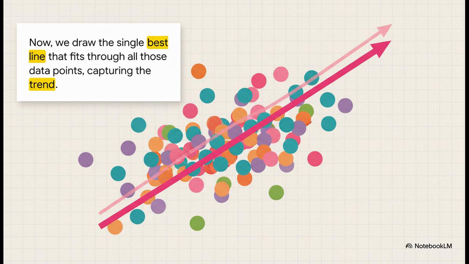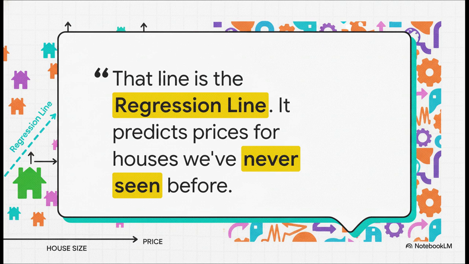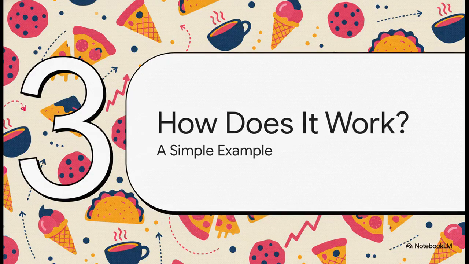So what's regression's job in all this? Its job is to find and draw the single best straight line that fits right through that cloud of dots, capturing the core of that relationship. And that line, well, that's our regression line. That's the whole model. It helps us predict prices for houses we've never even seen before. I mean, think about it. We can just pick any house size on the bottom axis, go straight up to our line, and then look across to see the price it predicts. It's that simple.